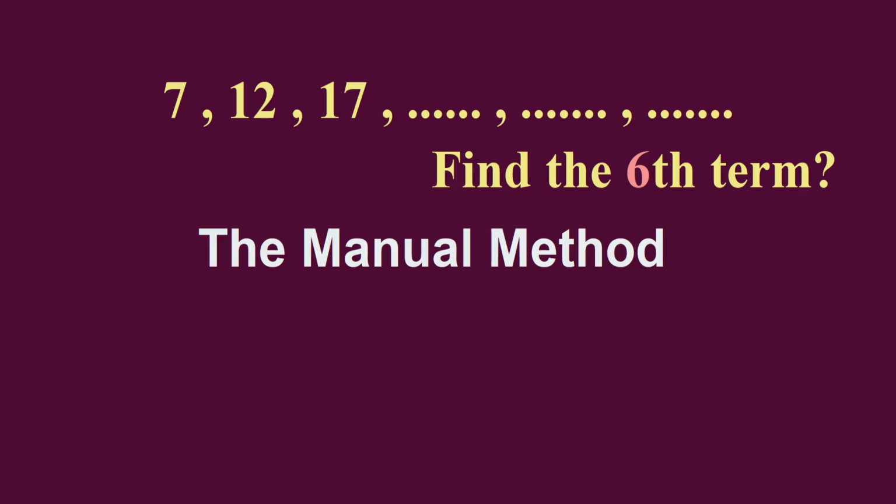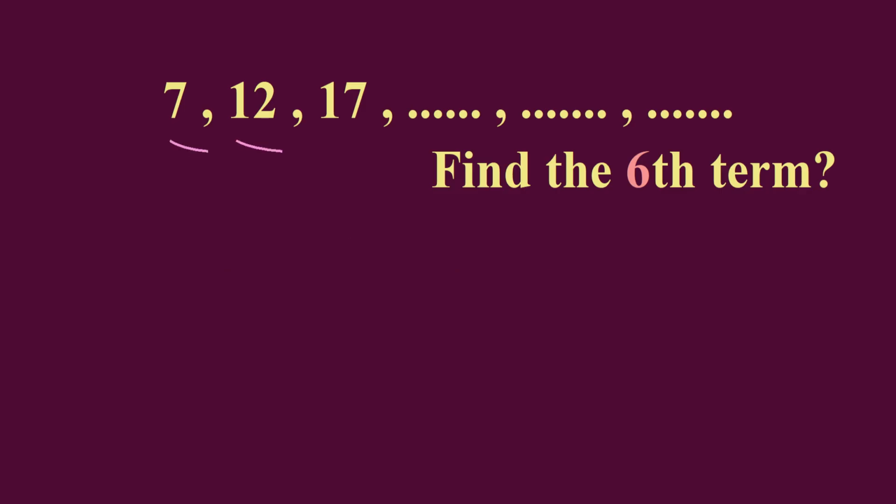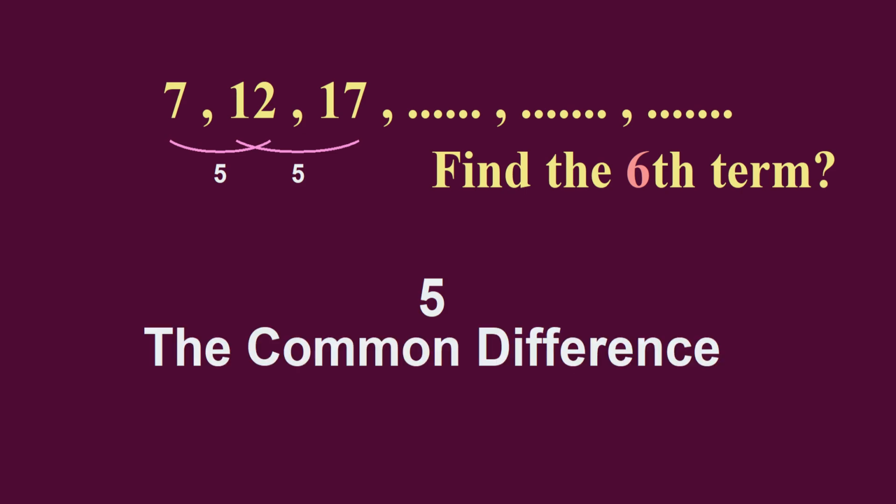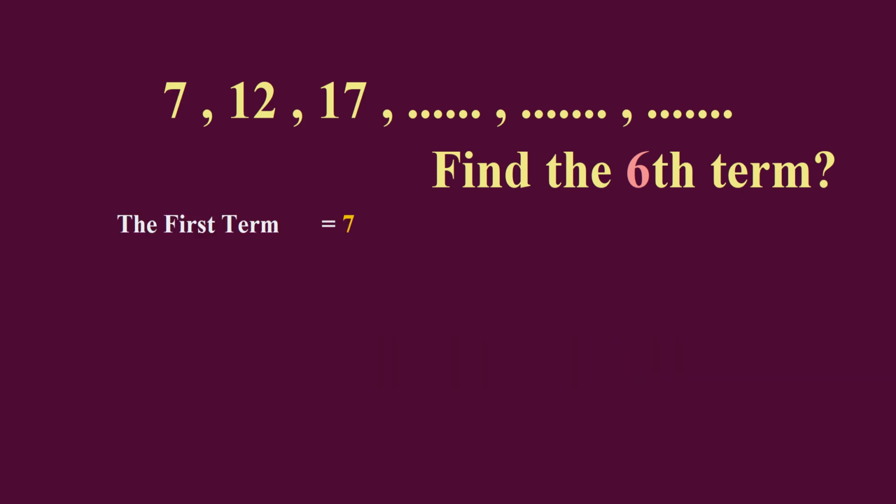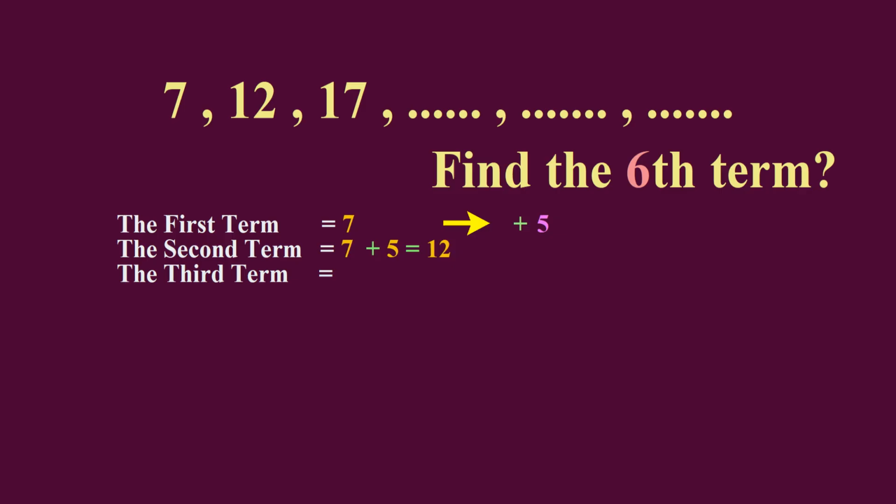Look at the problem. Since each term increases by 5 from the previous one, this 5 is called the common difference. The first term in the arithmetic sequence is equal to 7, and we can get the second term by adding 5 to the first term. So the second term is equal to 7 plus 5, which equals 12. And we can get the third term by adding 5 to the second term, 12 plus 5, which equals 17.